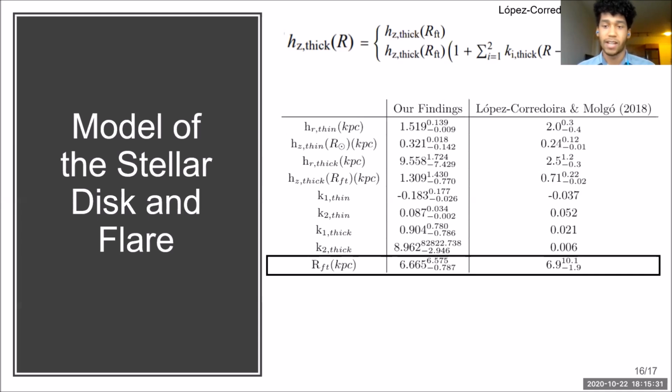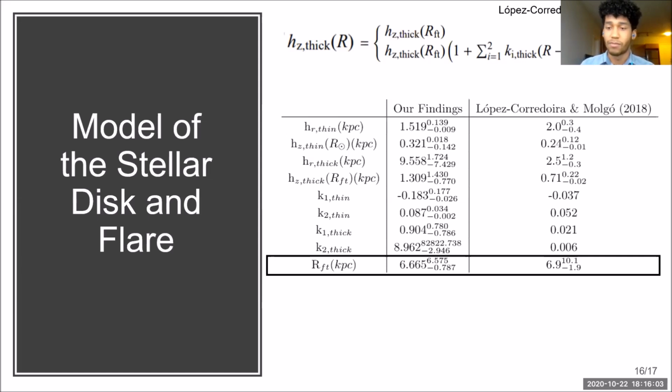The model's scale height of the disk is constant inside of this flaring radius, and outside the flaring radius, the scale height varies as you move further and further out. For both our model and the Lopez Corredora model, we see that the flare happens at around 6 kiloparsecs with a high upper limit on the uncertainty. One interesting thing to note is that our data only span 10 to 20 kiloparsecs, and yet our model still reproduces this flaring radius that agrees with the 2018 model.